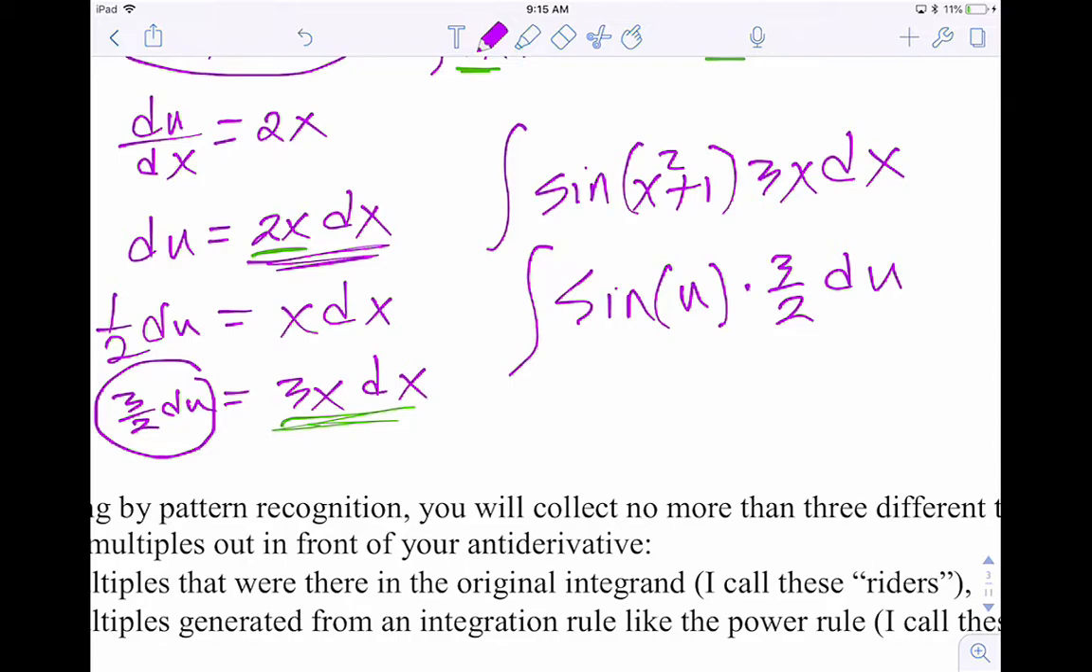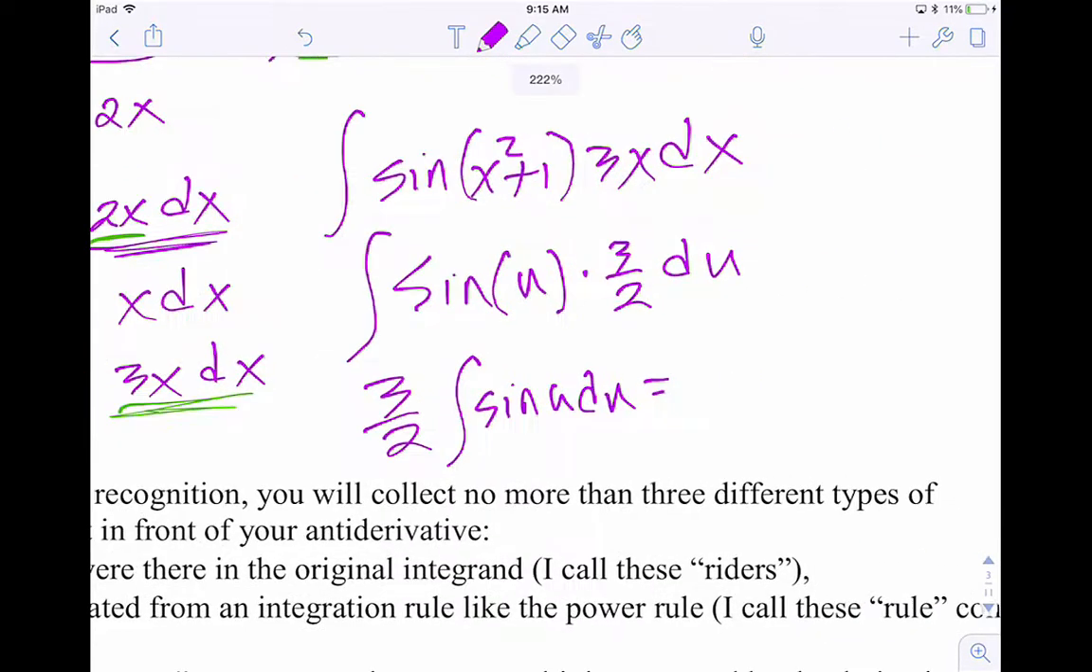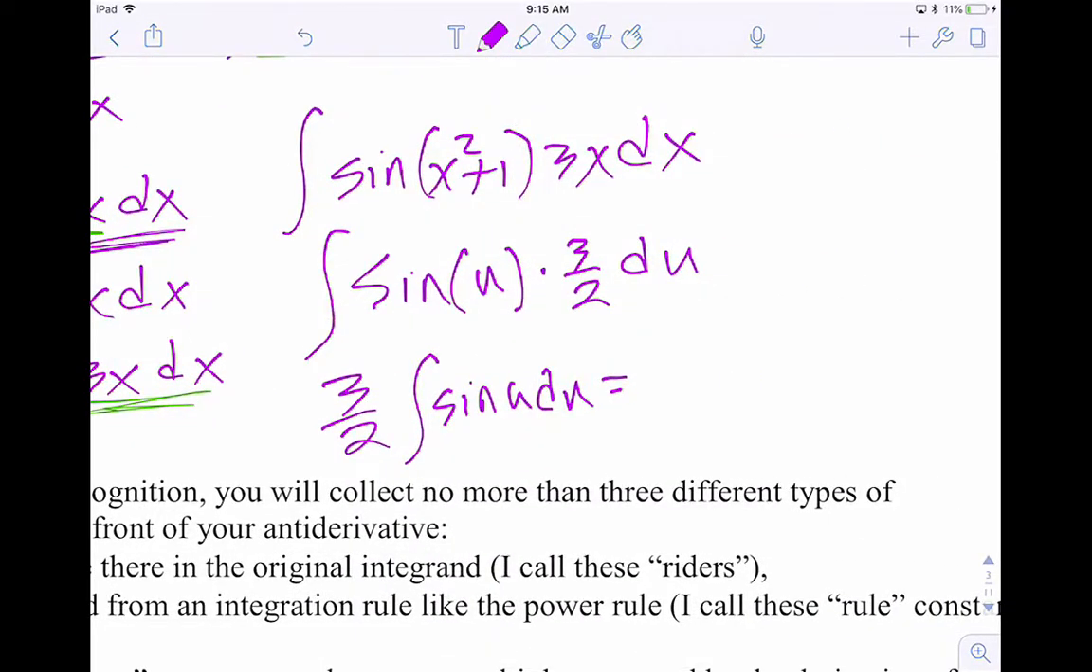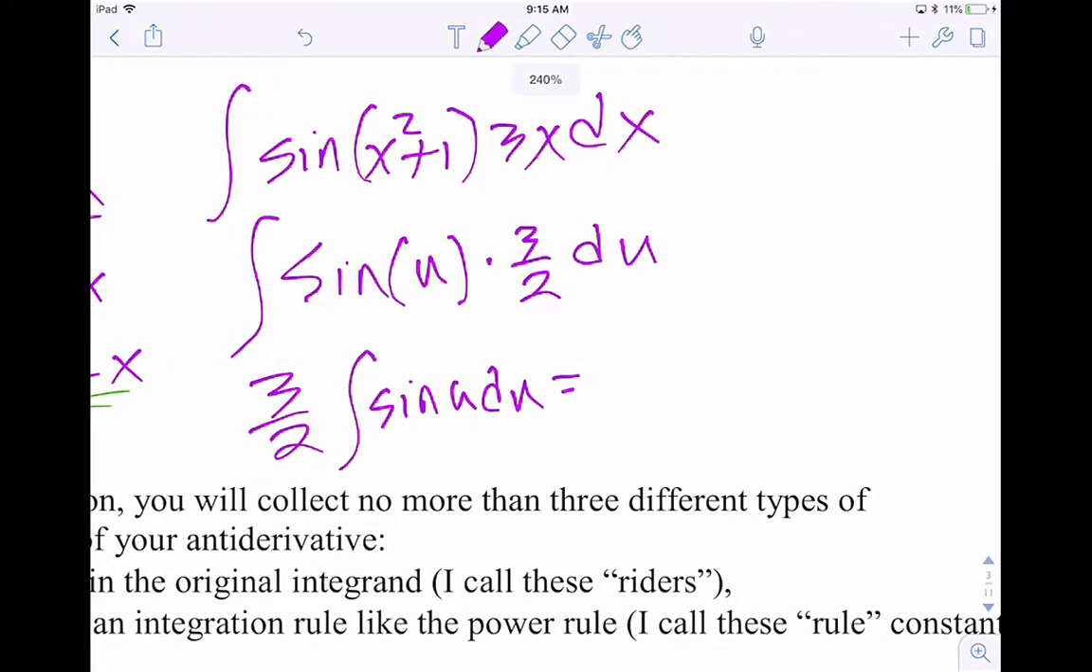That 3 halves, that's a constant. You can pull it out front. We're just taking the integral of sine of u, du, and the integral of sine is cosine. Derivative of cosine is negative sine, so it's negative cosine. So it's negative 3 halves, because you carry that 3 halves over, cosine of u plus c.